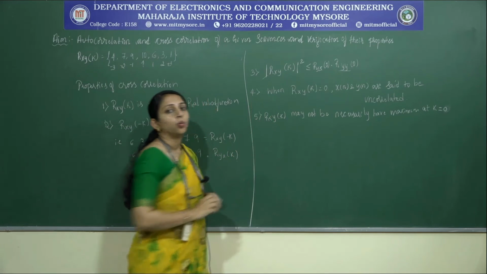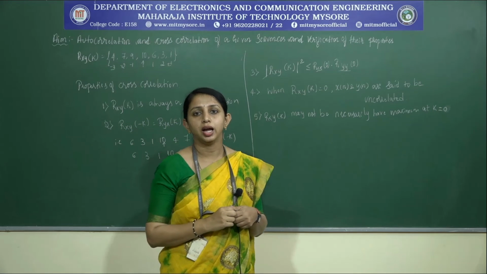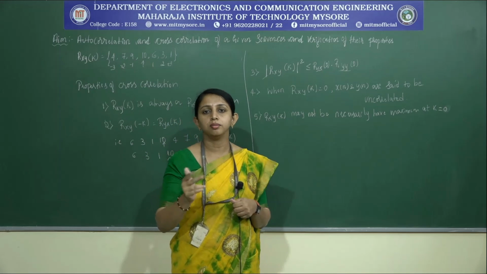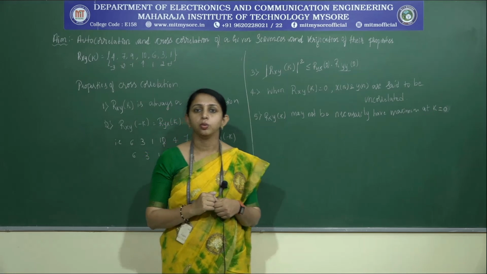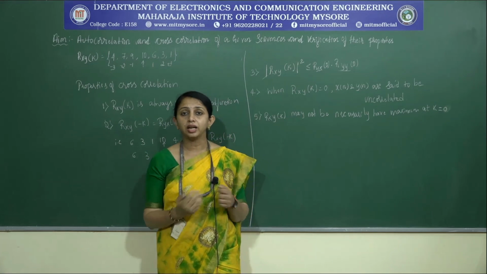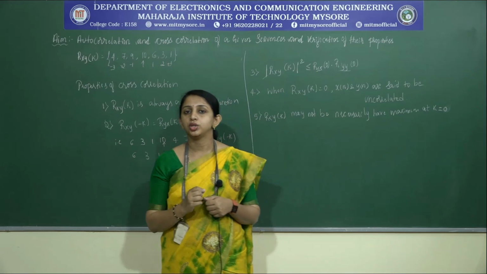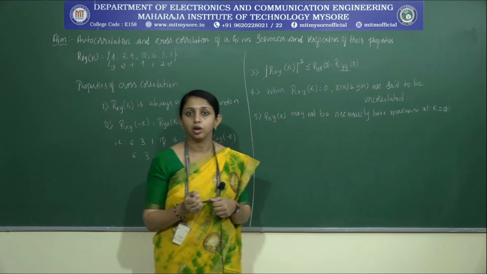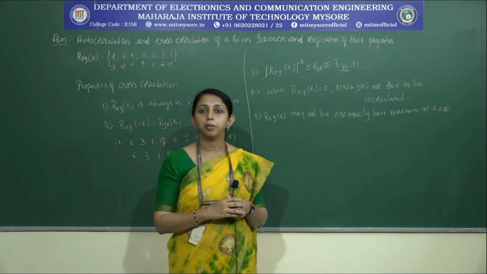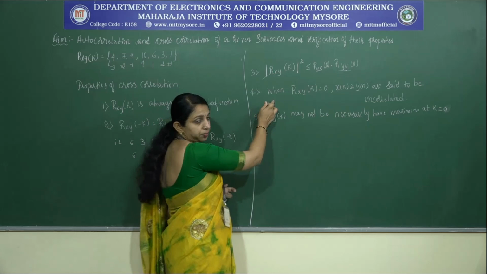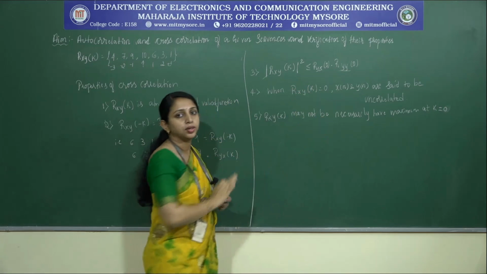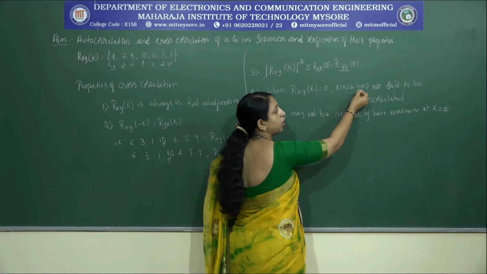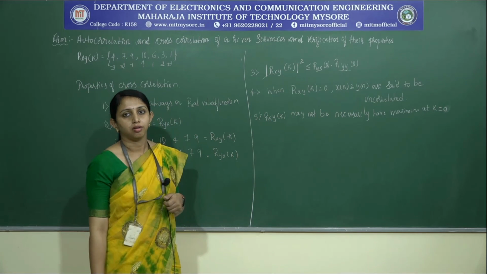Then, in the beginning of correlation, I told you the correlation coefficient may have 3 different values: 1, 0, minus 1. It will take the value 0 when the two considered sequences are entirely different from each other. When the coefficient value is 0, we say that the considered sequences are uncorrelated, or statistically independent from each other. When Rxy of k is equal to 0, that means we are getting an output of 0. Then x of n, y of n are said to be uncorrelated.